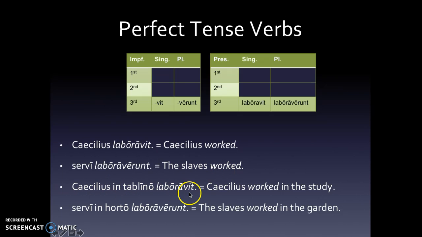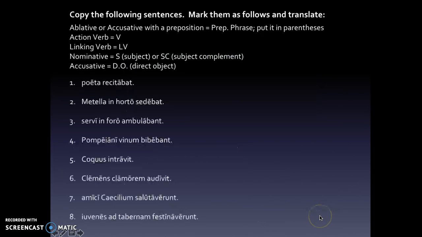Okay, let's switch it up a little bit. Caecilius in tablino laboravit. Singular subject, prep phrase, singular verb, perfect tense. Caecilius worked in the study. Servi in horto laboraverunt. Plural subject, prep phrase, plural verb, perfect tense. So the slaves worked in the garden.